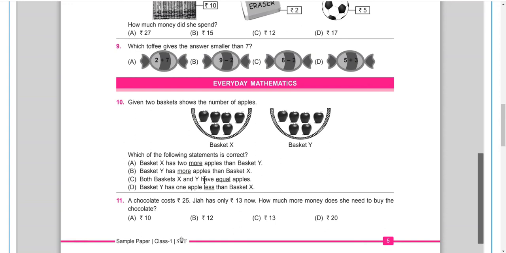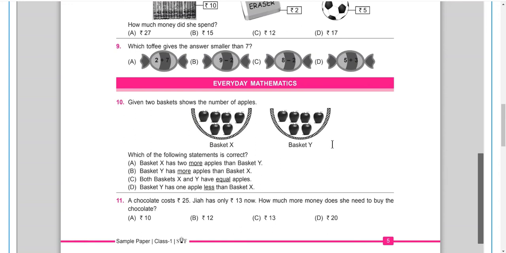So let's start. In basket X, how many apples are there? Can you count? How many apples are there in basket X? So we have 6 apples in basket X. And basket Y, how many apples are there?